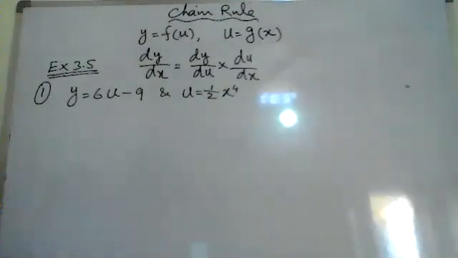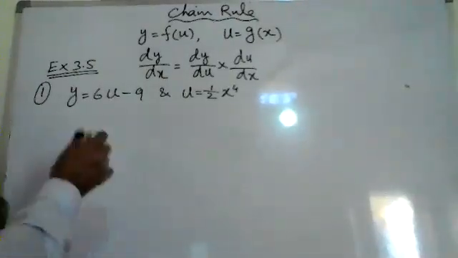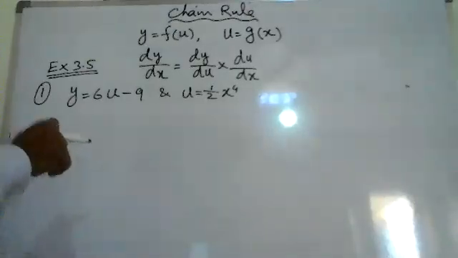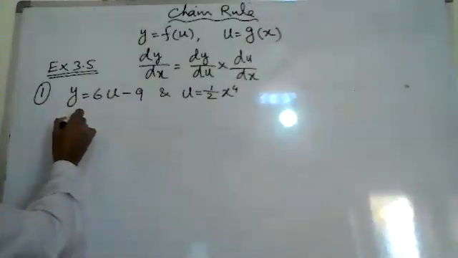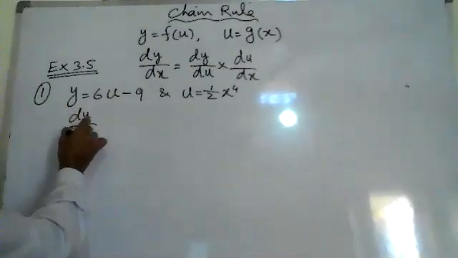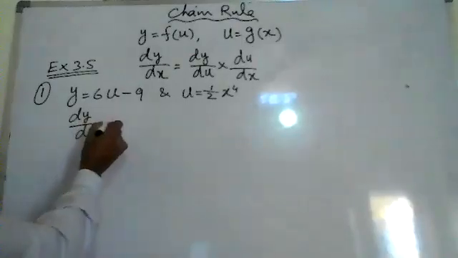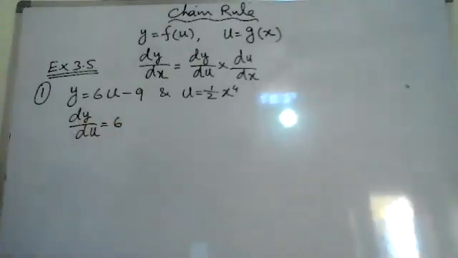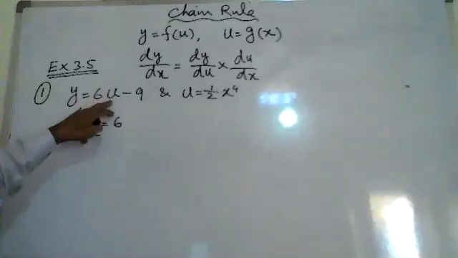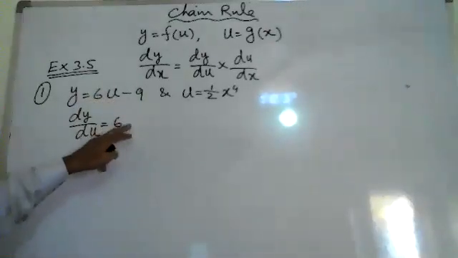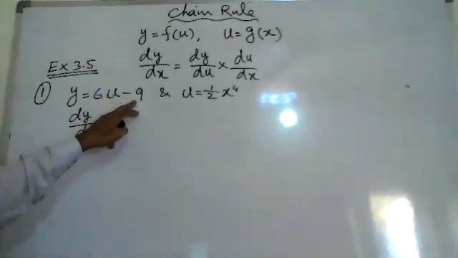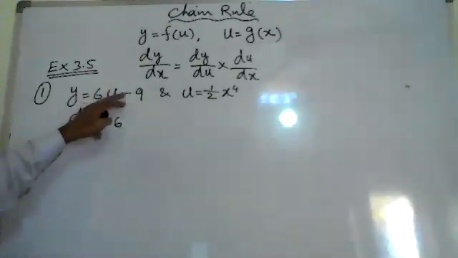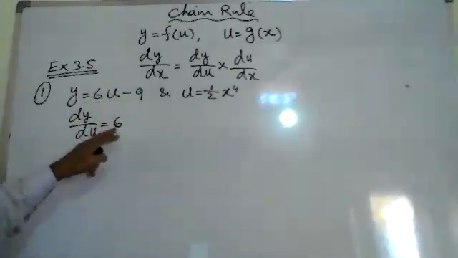We will find dy upon dx. So how to find? First we'll find dy upon du. Dy upon du will be equal to 6. 6 is constant, derivative of u will be 1. So 6 into 1 will be 6. And minus the derivative of 9 will be 0. So 6 minus 0 will be 6.